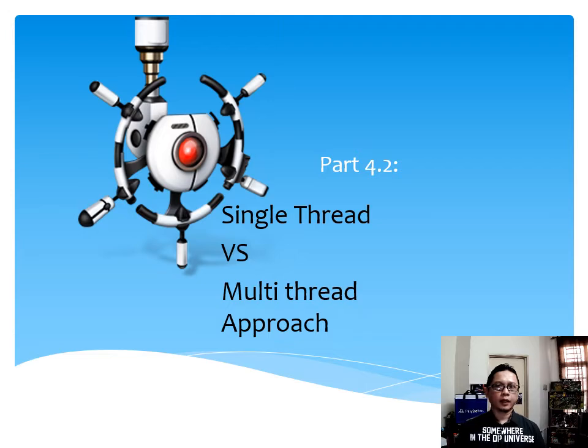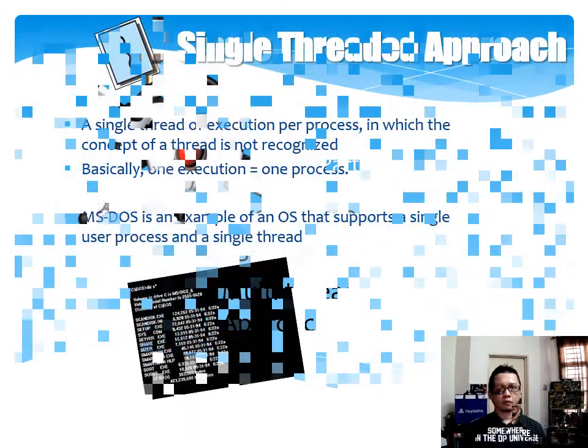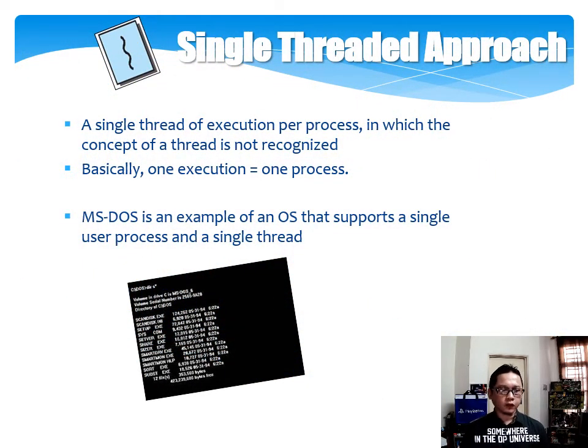So now we look at an example, perhaps in a single thread approach and also a multi-thread approach. In its simplest form, a single thread approach is where you can have only one instruction per cycle. One instruction, one process. So you cannot have multiple processes occurring at the same time. It is just like waiting for one process to finish entirely for the other process to actually come in.